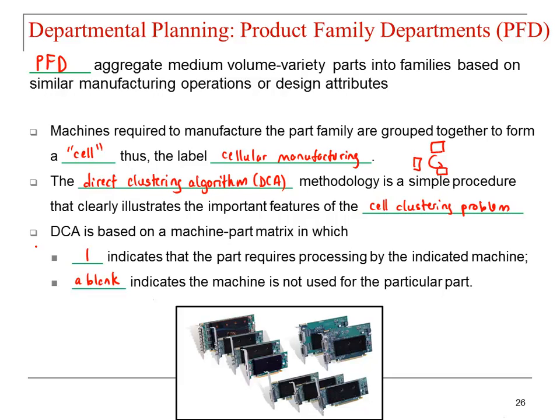So it's a simple procedure that clearly illustrates the important features of the cell clustering problem. And this direct clustering algorithm is based on a machine part matrix, in which a one indicates the part requires processing by the indicated machine. So if you see a one in this matrix, that means that part has to go through that machine. If you don't see a one, then that part will not require that machine for processing. And on the next slide, we have an example.